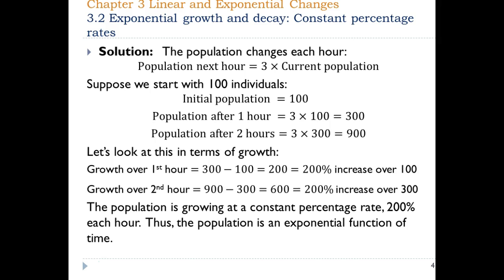Population after 2 hours is 3 times 300, which is the population after 1 hour. And that's equal to 900. So what kind of growth do we see here?